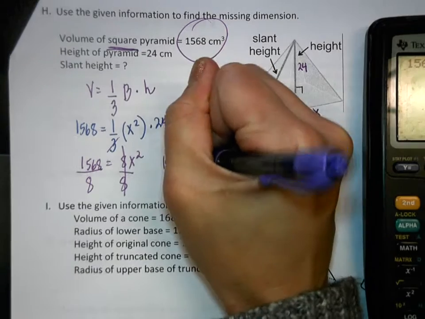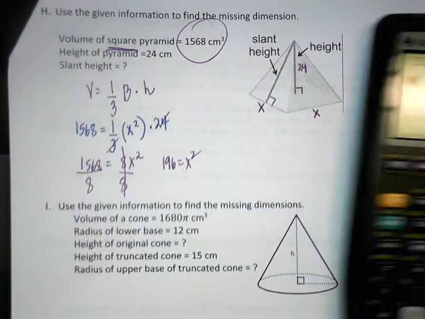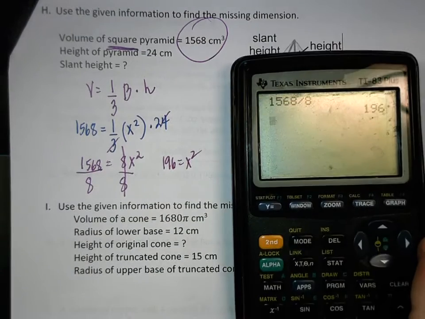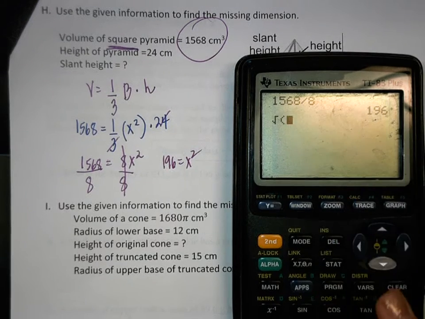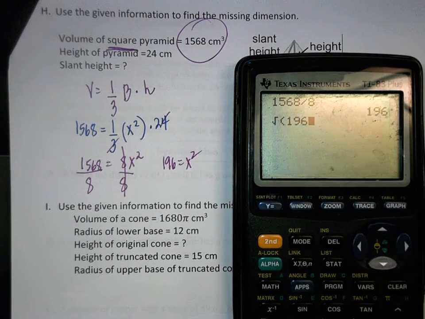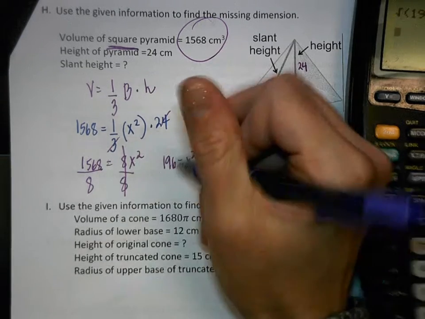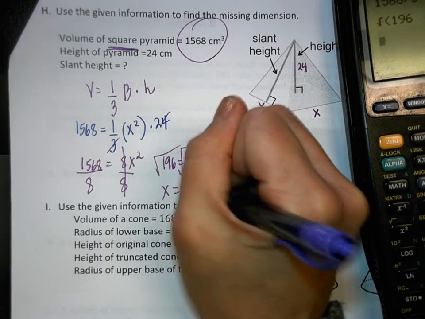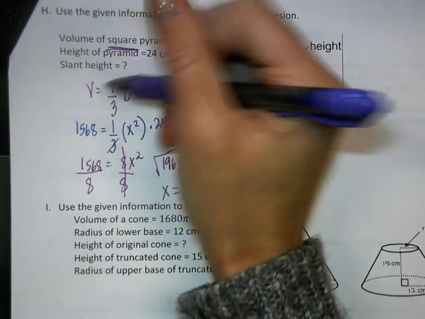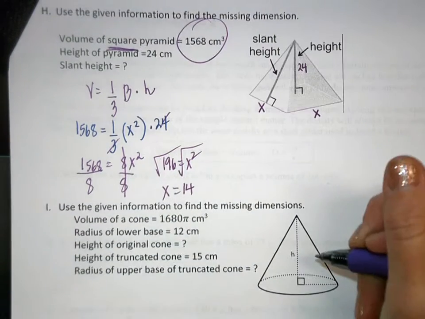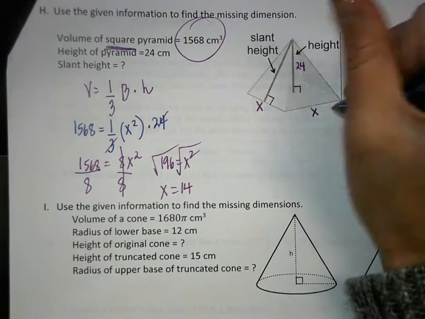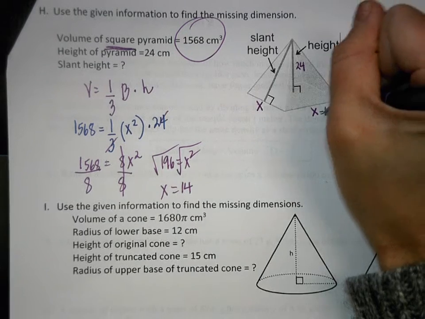196 equals x squared. How do I find what x equals? Square root of x. You know your squares. So the square root of 196 is 14. X equals 14. The question, though, says what is the slant height? So now you plug in 14 for x, and then we do A squared plus B squared.